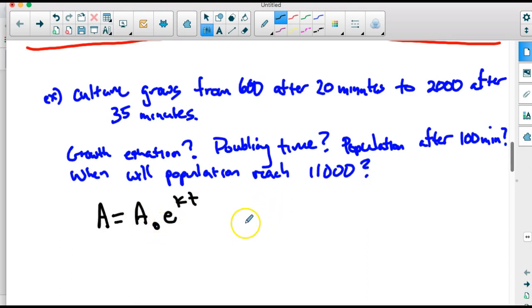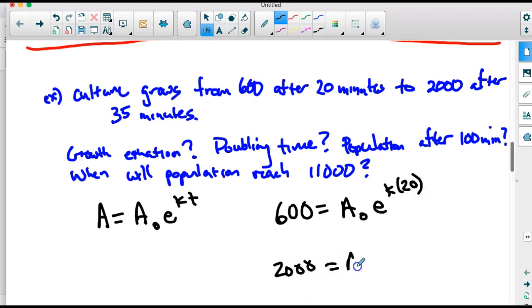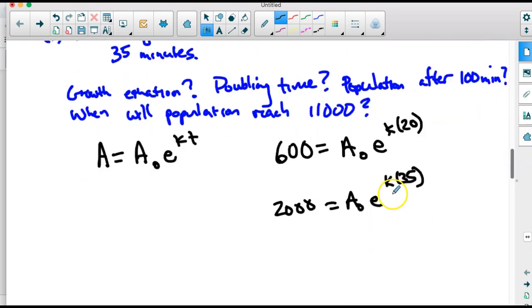So in this one, we're not going to have a sub 0. We're going to have to write both of our equations without a sub 0. We know we have 600 in our first one, and that's going to take 20 minutes to do that. So we have that equation. And our other equation is going to be 2,000 equals a sub 0 e to the 35, or k times 35. So basically we have these two equations, and we have two unknowns. We have the initial amount we don't know and the growth rate we don't know. So we're going to have to take one of these two equations and substitute it into the other.